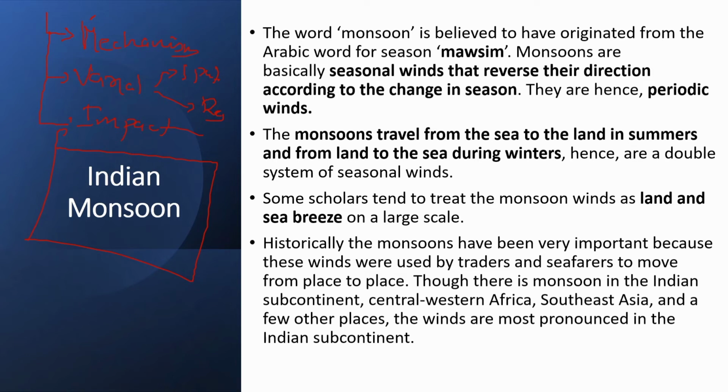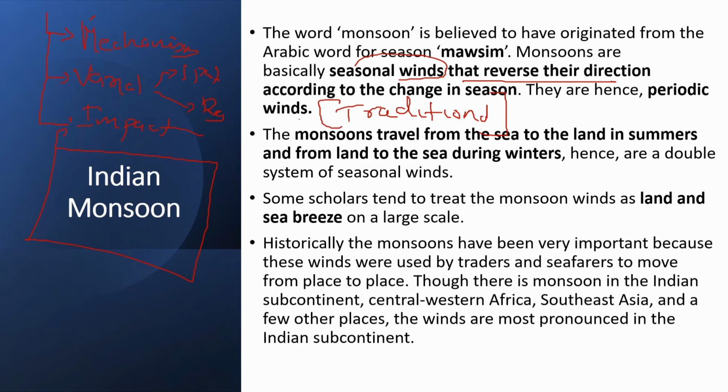So now let's look into the monsoon topic. The word monsoon is believed to have originated from the Arabic word mawsim. Monsoons are basically seasonal winds that reverse their direction according to the changing season. So they are known as periodic winds. This is a traditional school of thought which says that the monsoon has a periodic origin. That means they originate with the reversal in the direction of seasonal winds. It was first found by the Arab traders who came to India through the Arabian Sea. They were the first to note the occurrence of the monsoon in India.